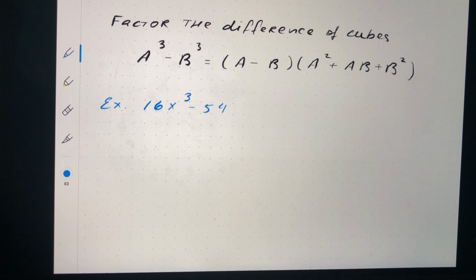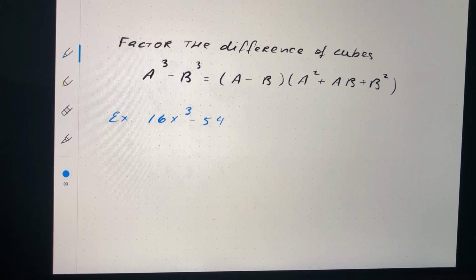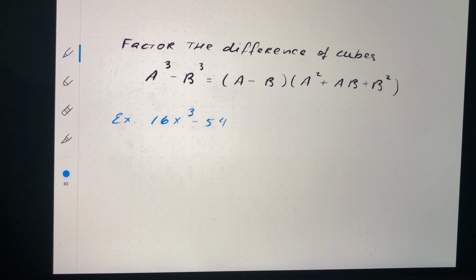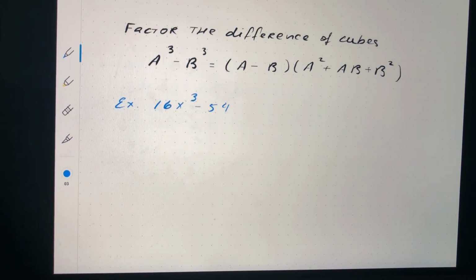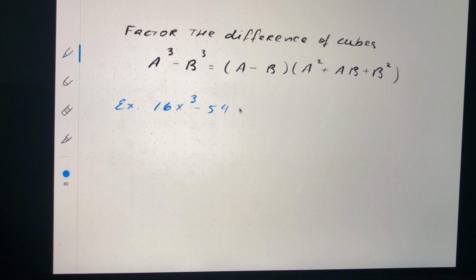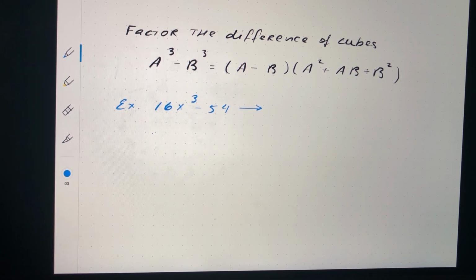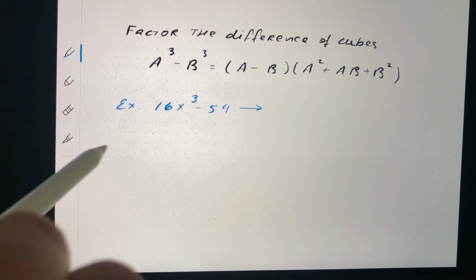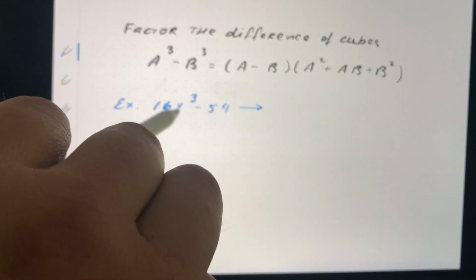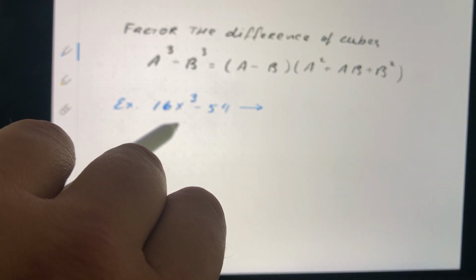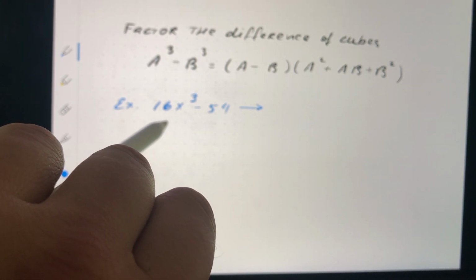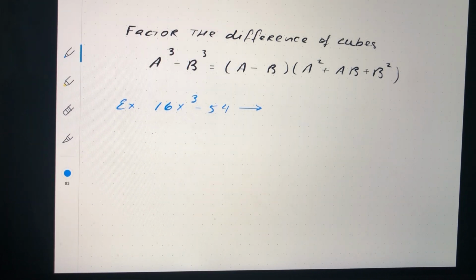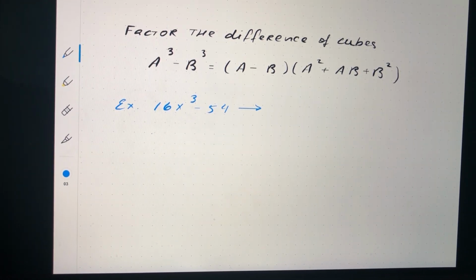Now, the way this works is we ask ourselves, is there any way to write 16x cubed as something cubed? Well, before we do this, we first have to do two things. We ask ourselves, is this written in descending order, the highest power first? Yes, x cubed is the highest power, that's first. Then, can we factor out the greatest common factor? Is there anything in common between 16 and 54? Yes, there is 2 in common between them. If we take out the 2, that makes 8x cubed minus 27.